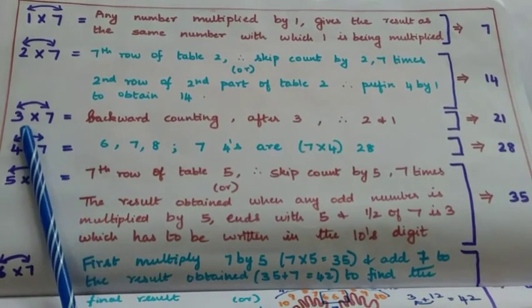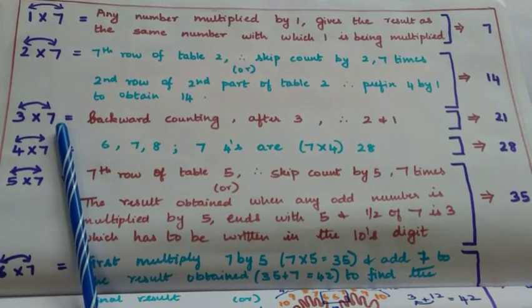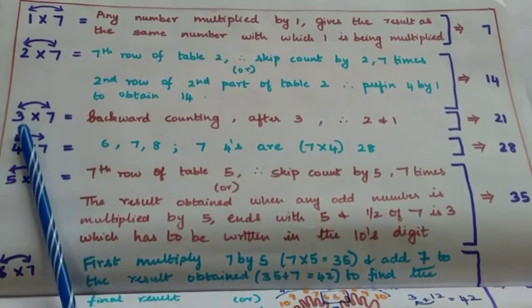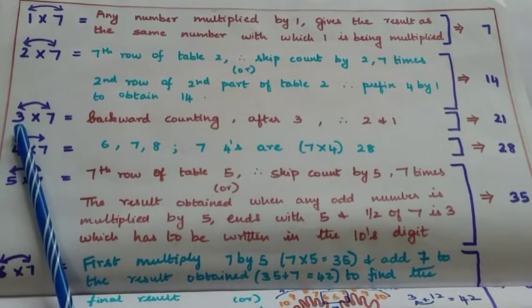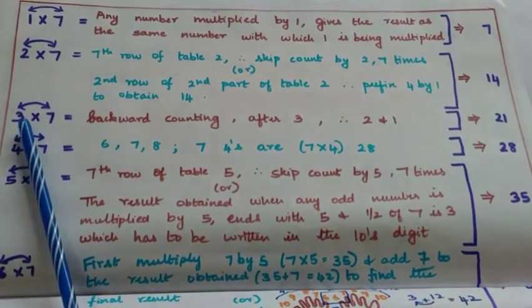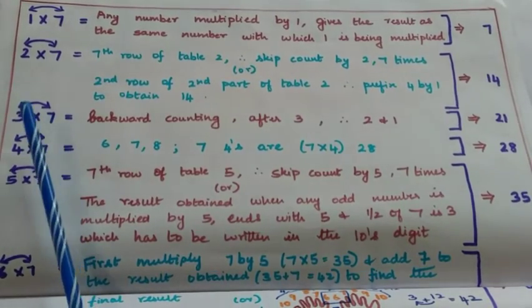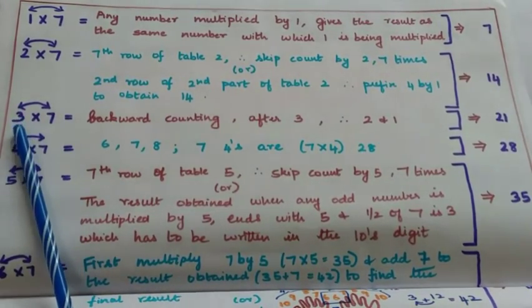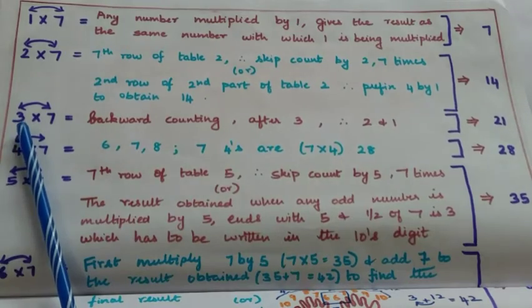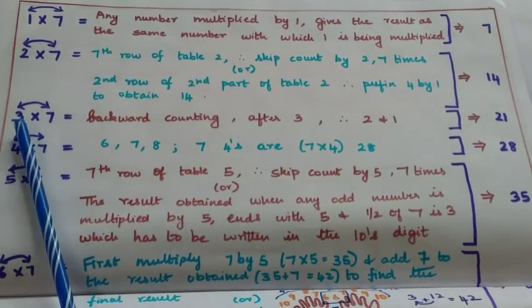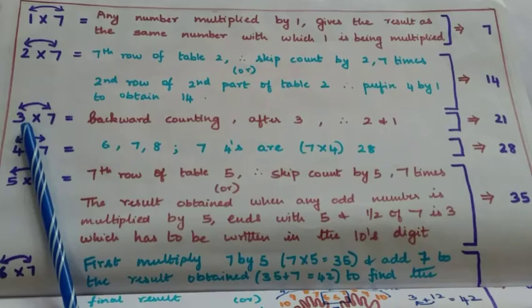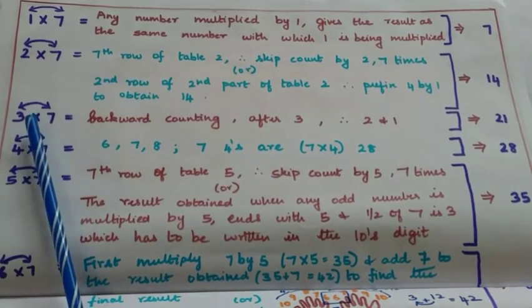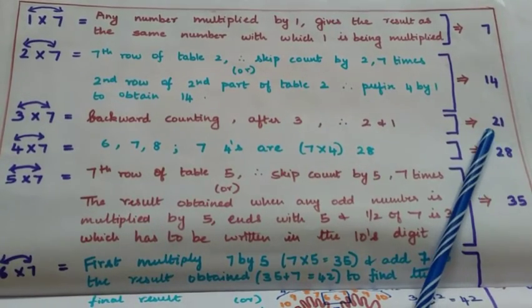Now let's move to the next row where 3 needs to be multiplied by 7. Here again I have explained this concept while teaching table 3, where when you see 3 being multiplied by 7 or 7 being multiplied by 3, the first thing that needs to come to mind is the concept of backward counting. When you count backward from 3, the numbers are 2 and 1. Therefore 3 sevens is nothing but 21.